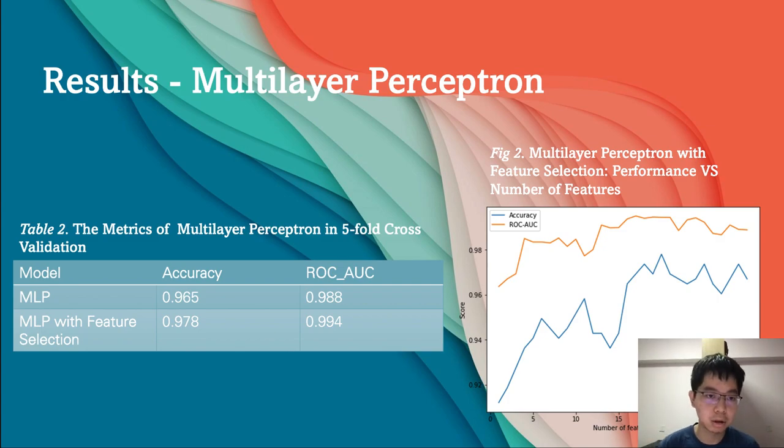Okay, then let me talk about the results of the MLP model. First, we can see Table 2 shows the accuracy and AUC ROC of the MLP model. Just like the random forest model, the performance is increasing with feature selection, and we can say both of them are very high. From Figure 2, we can find that when the number of features selected is 20, the model has the best performance.